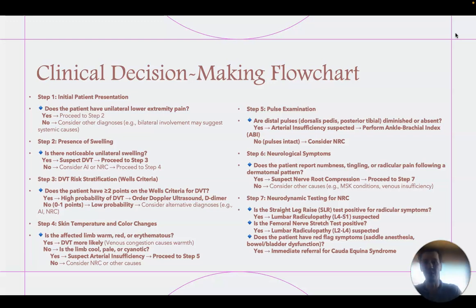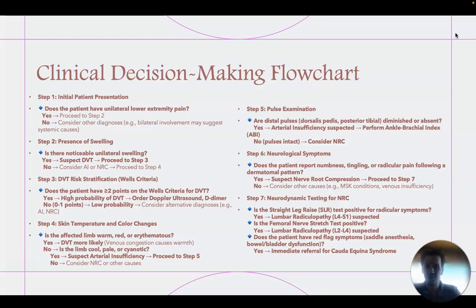First question to ask would be, does the patient have unilateral lower extremity pain? No, you would consider other diagnoses. If yes, then you would proceed to, is there noticeable unilateral swelling? If yes, you would start suspecting a DVT. If no, you would consider AI or NRC and kind of skip over step 3.